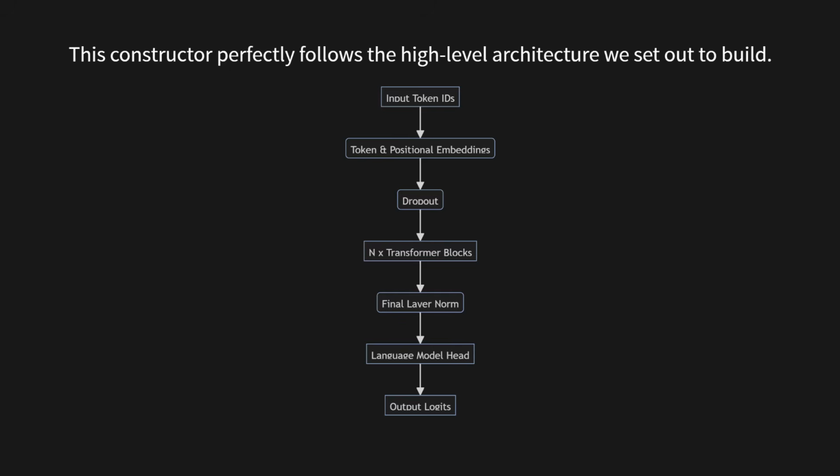Check out this diagram. We start with input token IDs, which flow into token and positional embeddings. Then, through dropout, into our N transformer blocks. After that, there's a final layer norm, then the language model head, and finally our output logits. It all fits together. Let's walk through this init method section by section and connect every line back to the section where you mastered it.